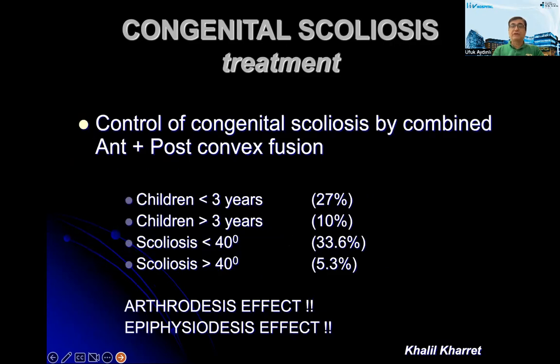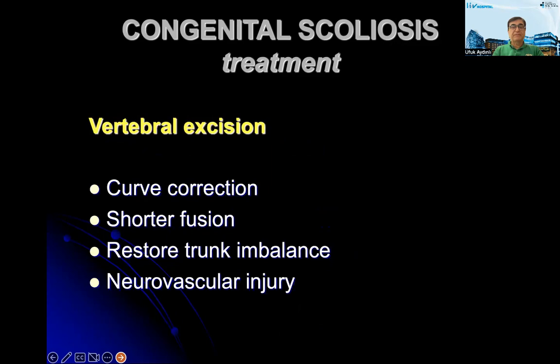Control for congenital scoliosis by combined anterior posterior convex fusion: children less than 3 years, 27%; more than 3 years, around 10%; curvature less than 40 degrees, around 34%; and above 40 degrees, 5%. So we have to think about all these findings and decide what kind of surgery we are going to choose for this type of deformities.